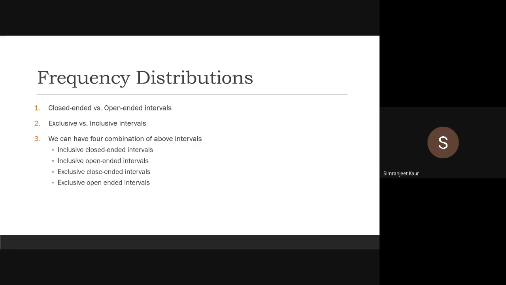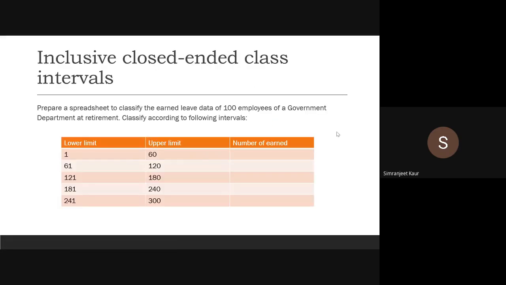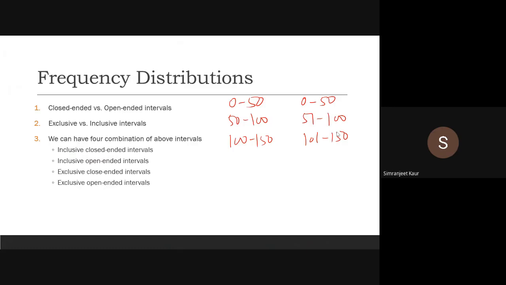Coming to your exclusive and inclusive. Exclusive would be 0 to 50, then 50 to 100, 100 to 150, whereas your inclusive would be 0 to 50, 51 to, let's say, 100, then 101 to 150. So based on the combination of these subclasses, we can have four types of intervals: inclusive closed ended, inclusive open ended, similarly, exclusive closed ended and exclusive open ended.